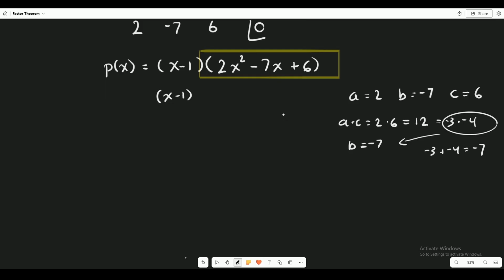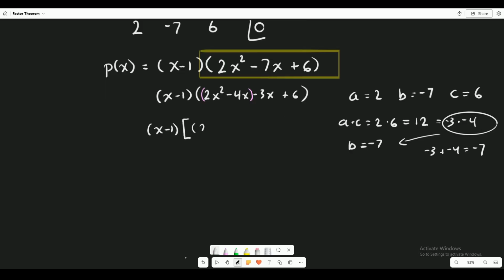So now I can break down this polynomial like this. I get 2x squared minus 4x minus 3x plus 6. Now I can do x minus 1. And watch what I'm going to do. I'm actually going to group these. I'm going to group this and this. I'll put it in brackets, and I'm going to group 2x squared minus 4x.